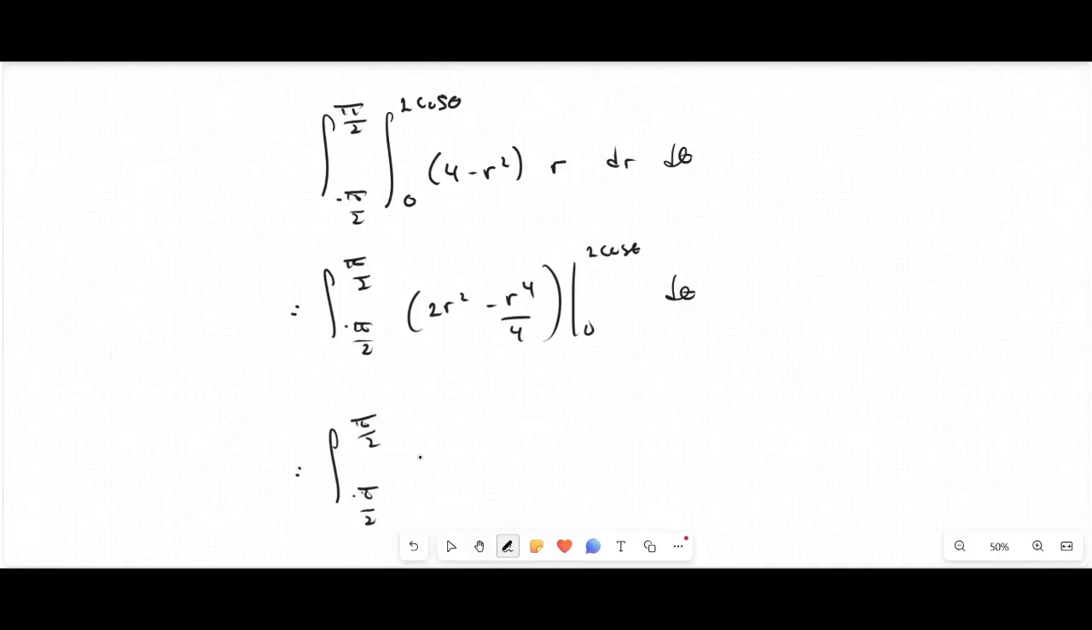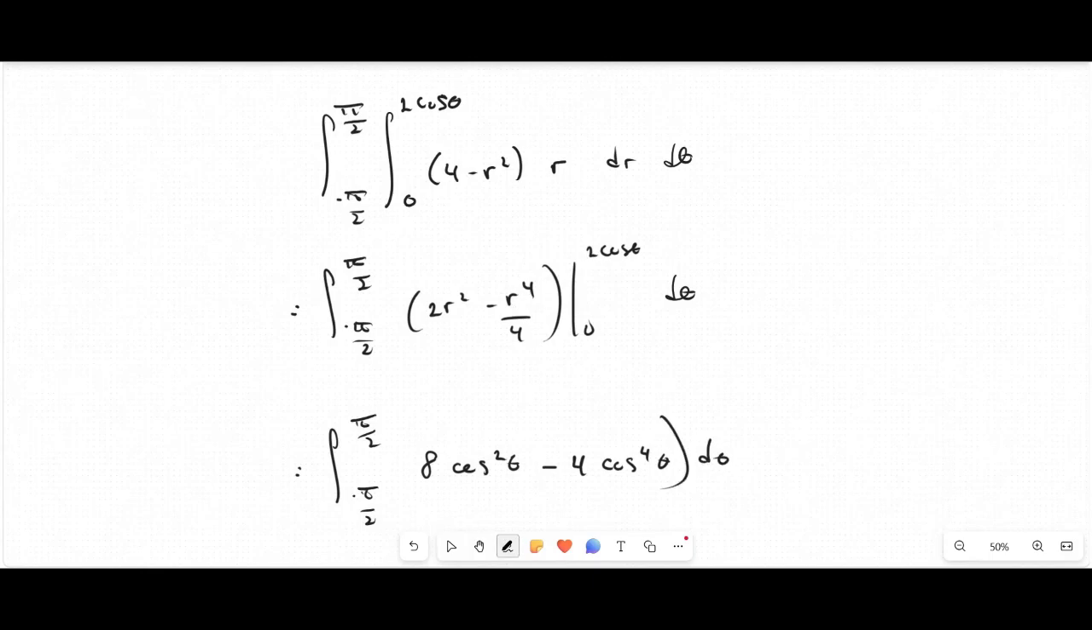2 squared of 4 is 8. 8 cos squared theta minus 4 cos to the 4th theta. Yeah, because it's 2 to the 4th, which is 16, divided by 4 is 4, d theta.